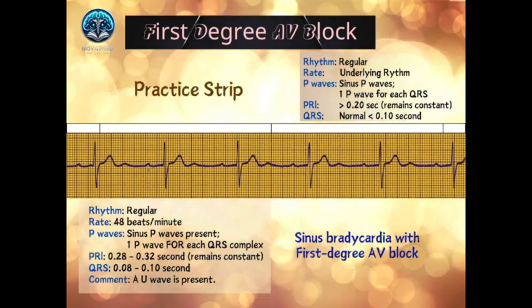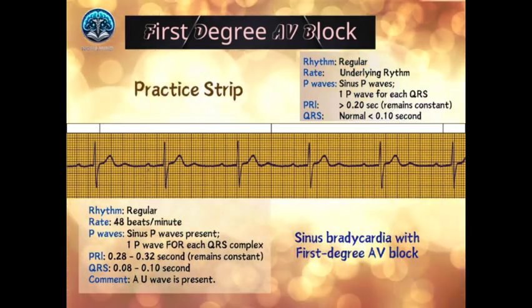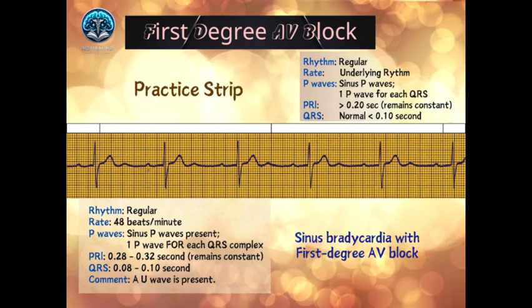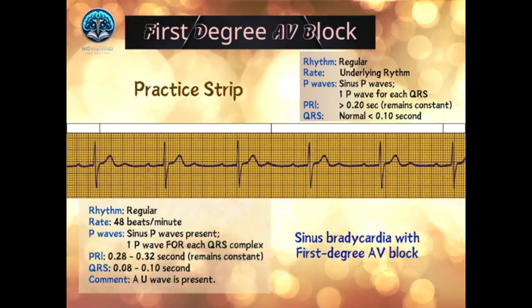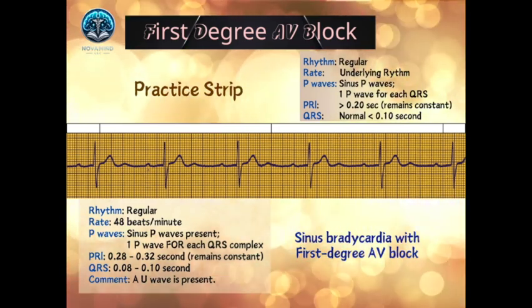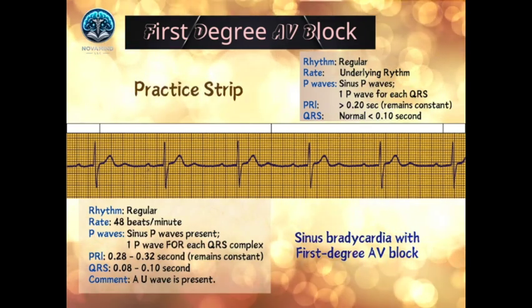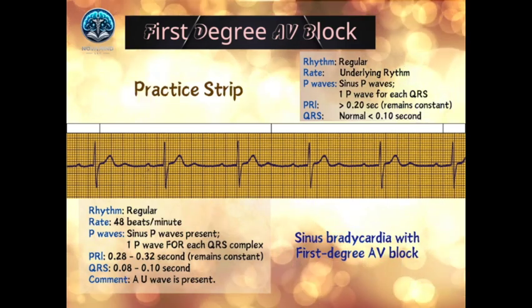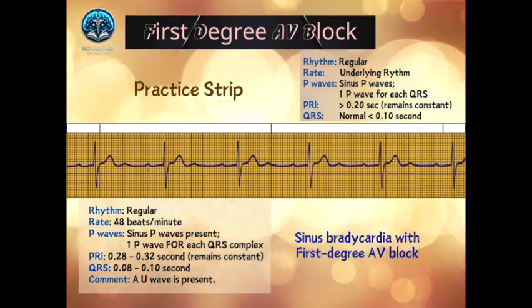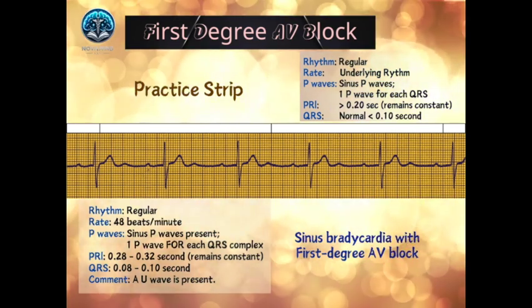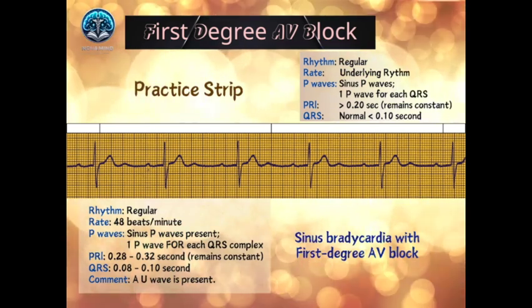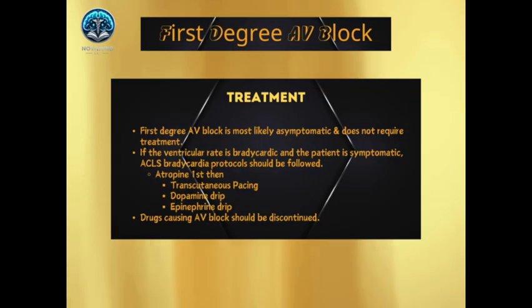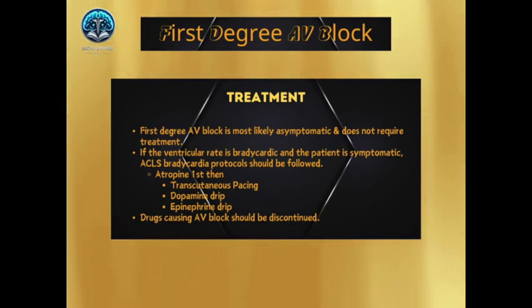In summary, putting this all together, we're looking at a regular rhythm with a sinus bradycardic rate, sinus P waves preceding each QRS, a prolonged PR interval indicating a first-degree AV block, and a normal QRS complex. The U wave is an additional observation, but doesn't change the primary interpretation of sinus bradycardia with a first-degree AV block. As a reminder, a first-degree AV block is often asymptomatic because it typically doesn't disrupt the heart's overall function.